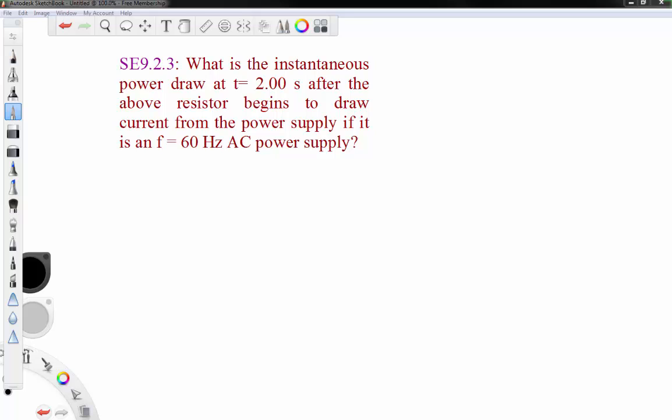So what is the instantaneous power draw at 2.0 seconds after the above resistor has begun to draw the current, assuming that we have an f equals 60 hertz AC power supply? Well, recall that omega is 2 pi times f. Recall that the instantaneous power P is the instantaneous current I times the instantaneous voltage V, or we could use I squared R. So that would be I max squared times R times the sine squared of omega t, because the instantaneous current is I max times sine of omega t, and we're squaring that.